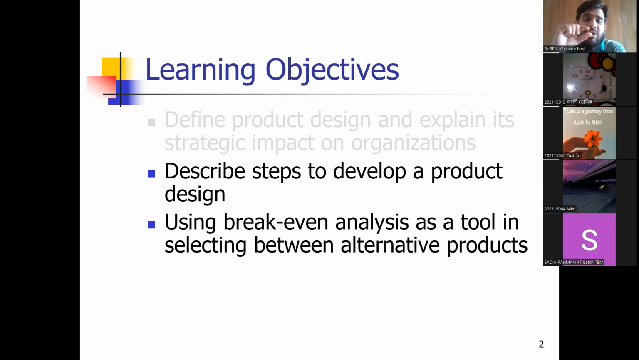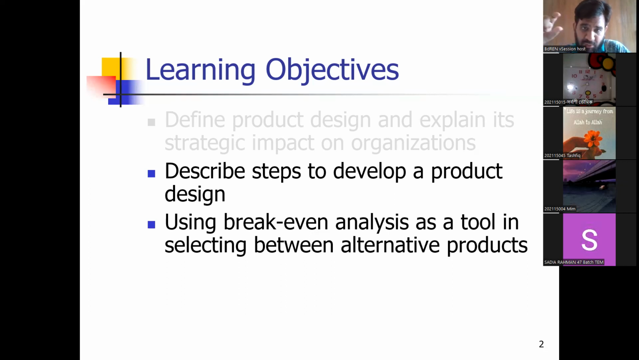Otherwise you cannot survive in the market. If your company cannot make any profit, do you think that the company will survive in the market? The company cannot survive without the profit. So we'll here look into the profit analysis. Idea screening through break-even point analysis. I'm going to show you how to calculate the break-even point.